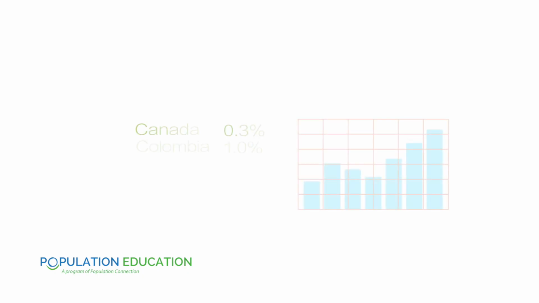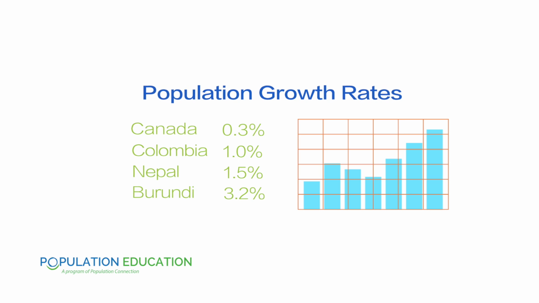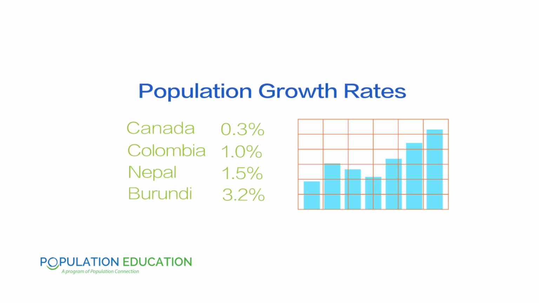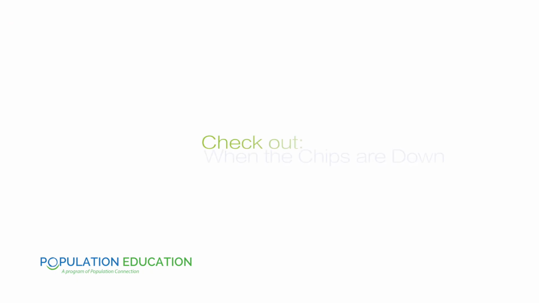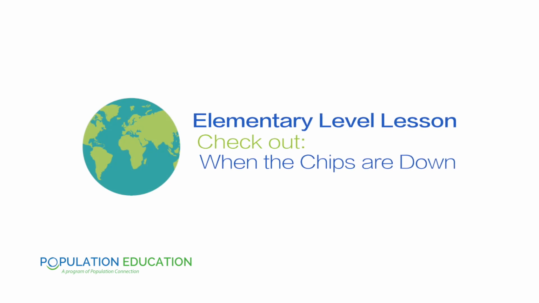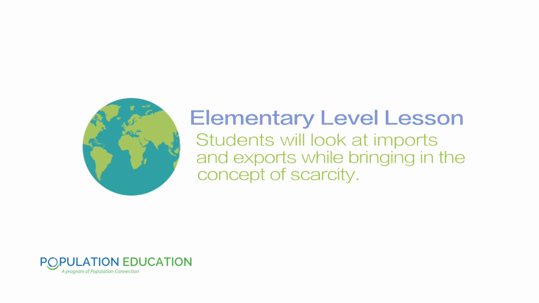One way to wrap up discussion around this activity is to direct your students' attention to each country's growth rate and how that statistic contributes to the consumption and availability of a country's existing resources. For an upper elementary level activity that is similar to this one, we have the activity When the Chips Are Down, which also looks at imports and exports while bringing in the concept of scarcity.